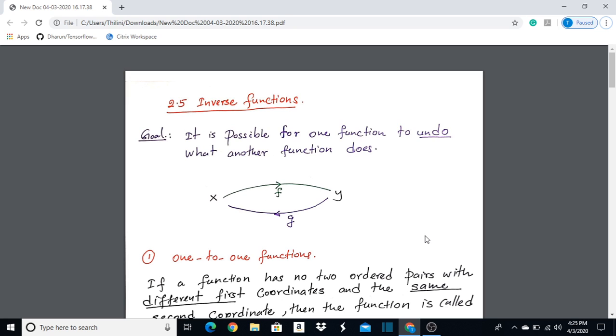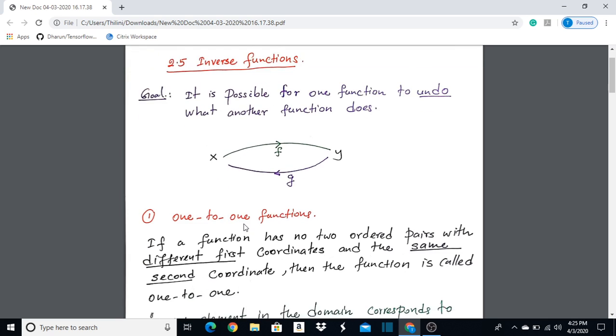Our goal here is to create a function which undoes what another function does. So let's say we have a function f, and if you input the value x to f, it gives us output y. Now we create another function called g, which does the reverse operation. So you are plugging y into the g function and it gives you output as your x value. So this function is called an inverse function.